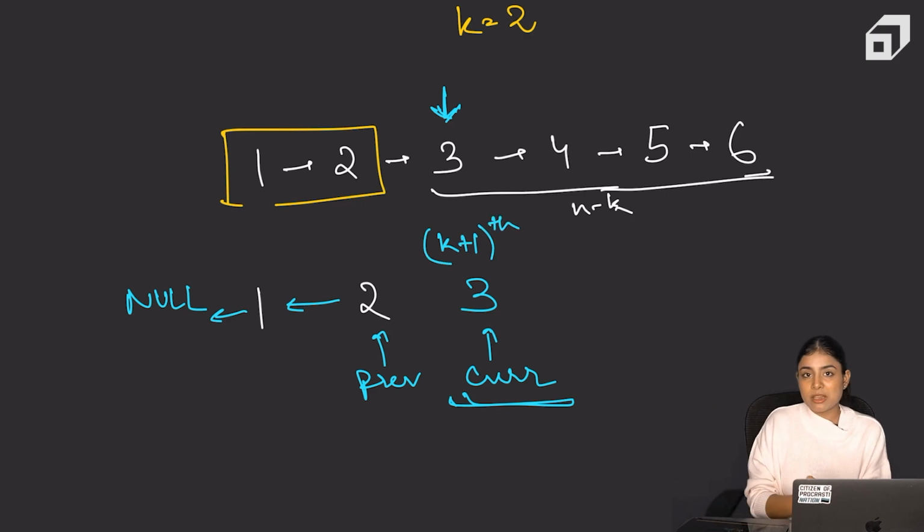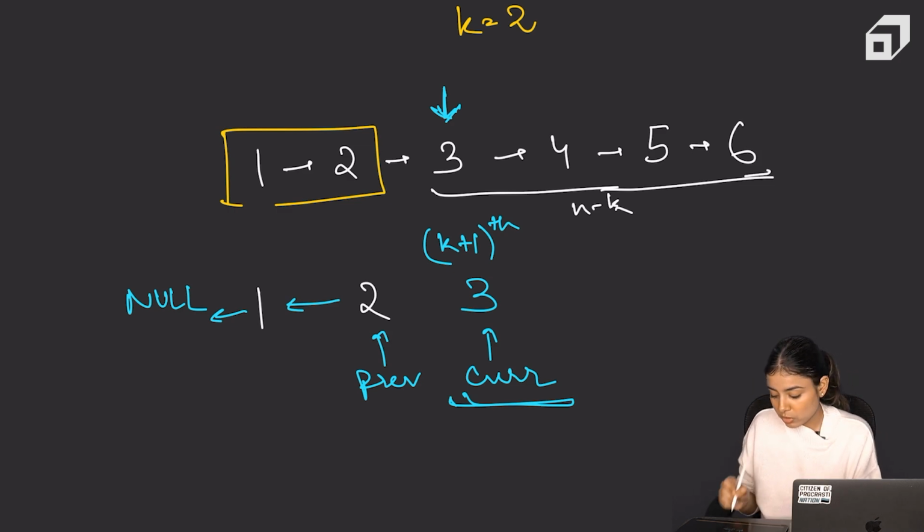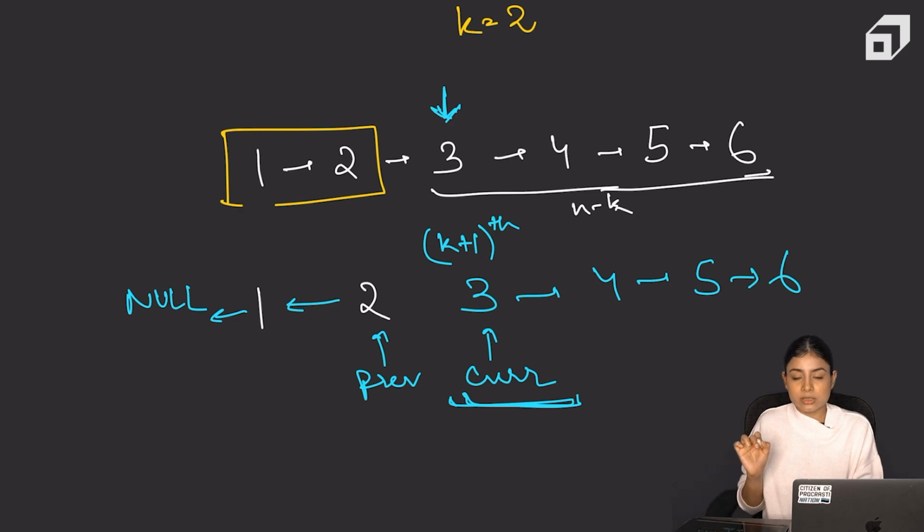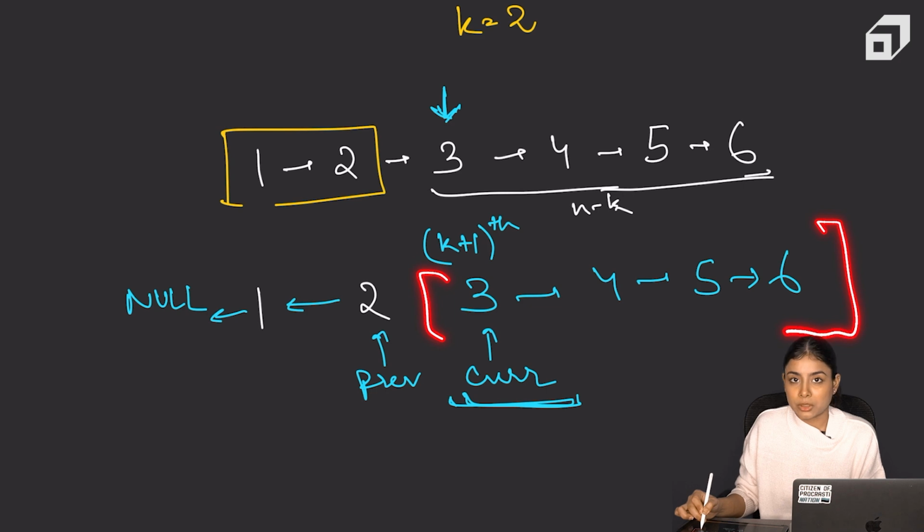So k nodes I have reversed. After reversing k nodes, my current pointer would be pointing to the k plus 1th node, which in this example is 3. So that will become the head of the rest of the linked list. What is the rest of the linked list? 3, 4, 5, 6. This is the rest of the linked list. So this part of the linked list I am now passing to the function recursively.